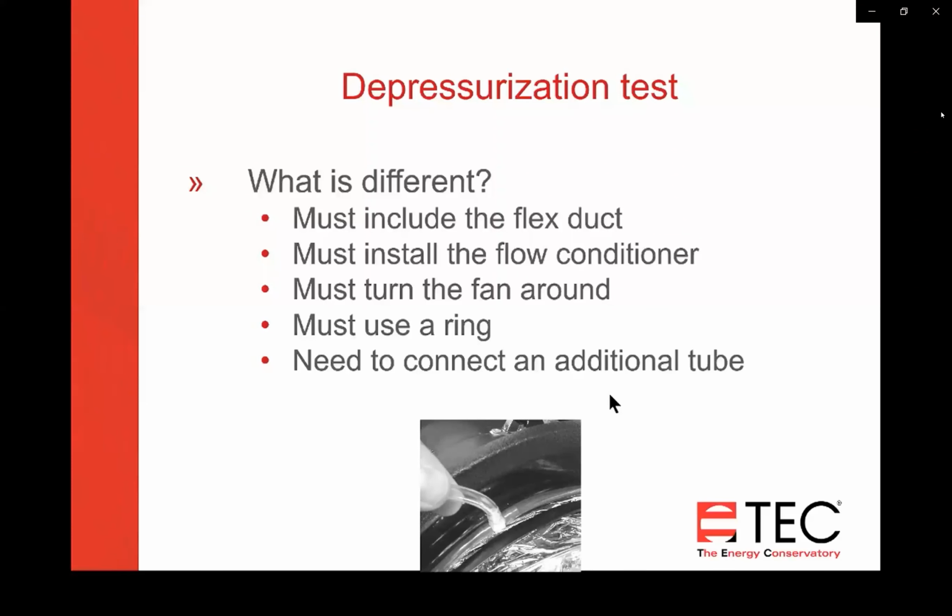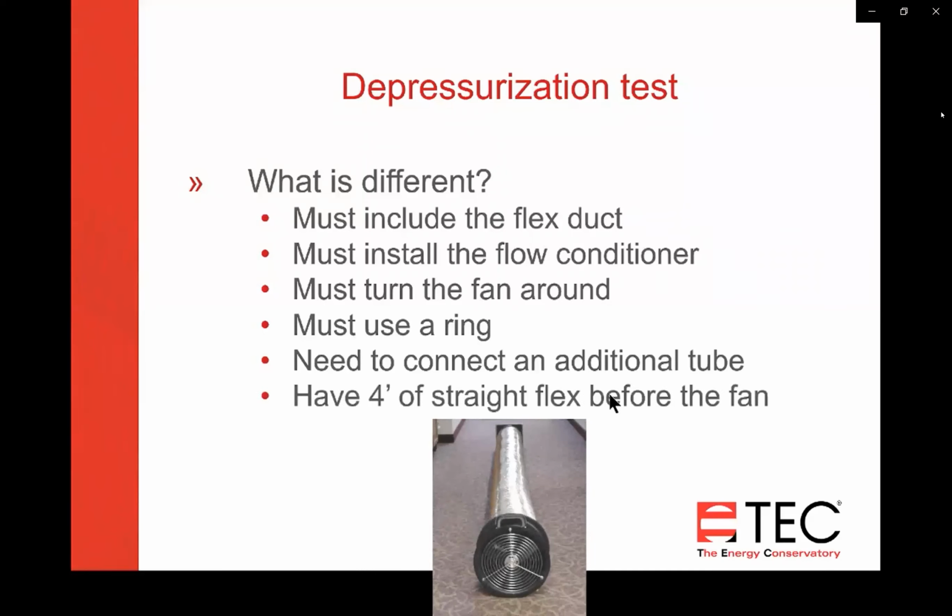So we talked about the round transition piece where the flex duct connects to the fan, being able to measure the pressure inside that flex duct. There's a plastic T connector that you need to connect that third tube to. And you need 4 feet of straight flex before the fan.